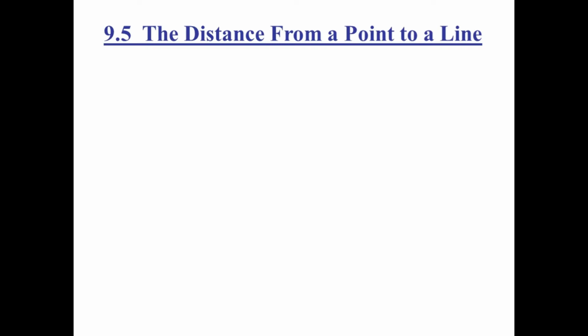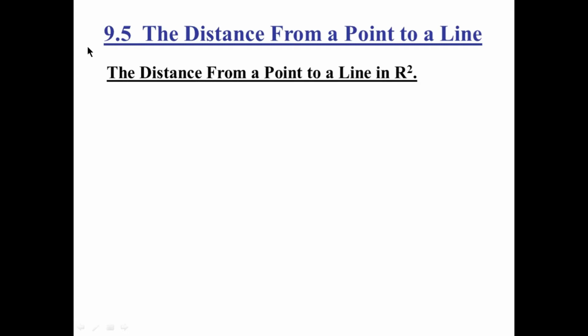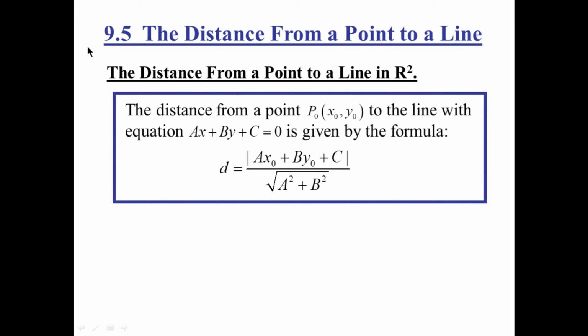The distance from a point to a line. The distance from a point to a line in 2 space. Well, there's a formula for that. The distance from a point P, an external point that we know, P naught, x naught, y naught, to the line with equation ax plus by plus c equals 0 is given by the formula.